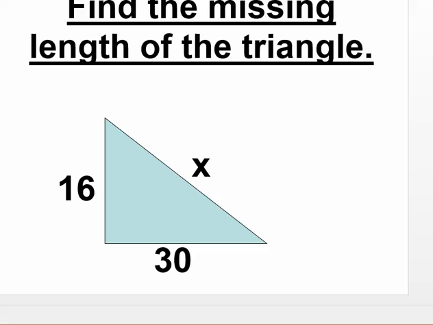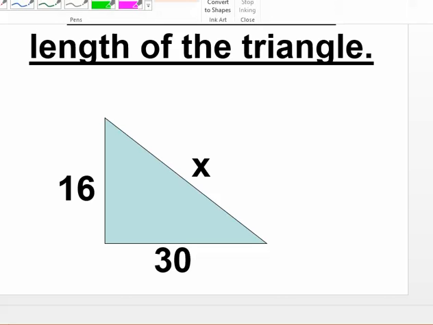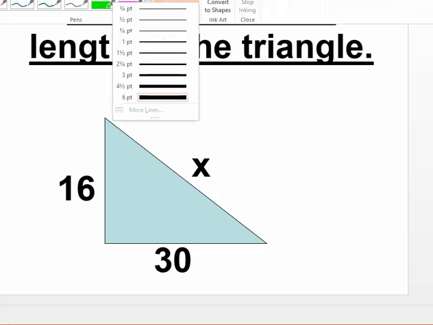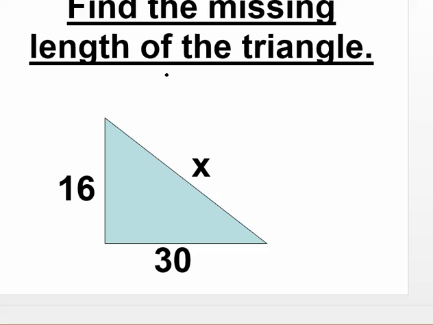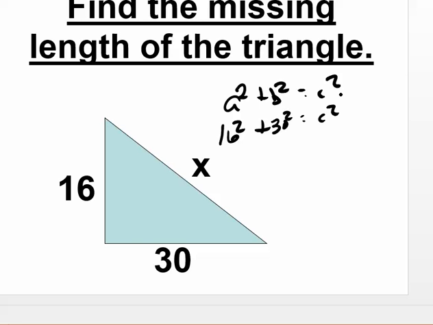Skipping to this one, find the missing length of the triangle. In this case, we have a squared plus b squared is equal to c squared. 16 squared plus 30 squared is equal to c squared. 16 squared is equal to 256. 30 squared is equal to 900. We add those two together, we get 1156.